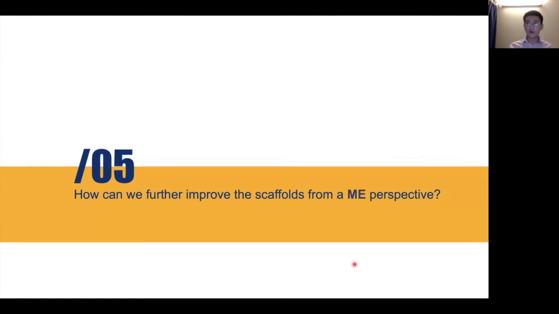Although all these results seem really promising, there's still a long way to go for us to actually realize real-life clinical use for human beings. In terms of all the limitations and challenges faced by these scaffolds, next I would like to take a mechanical engineering perspective to see what they are and how we can further improve upon them.